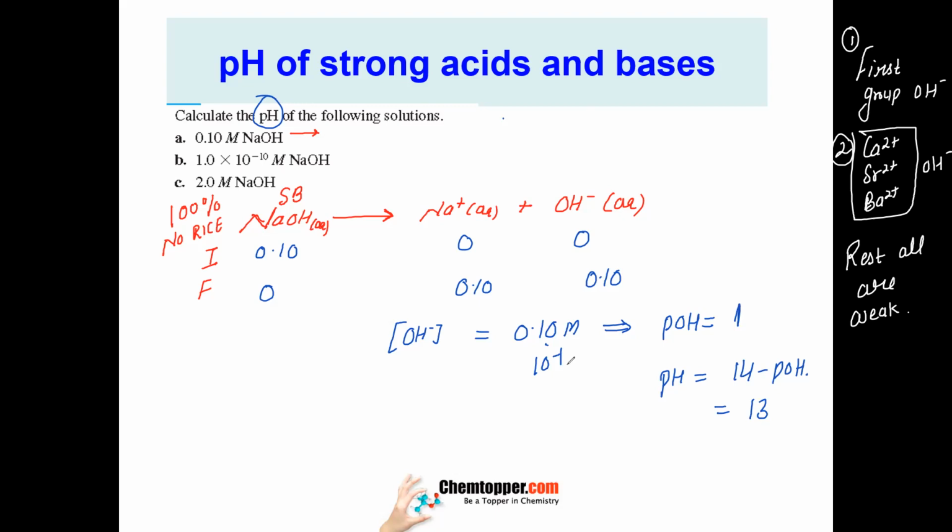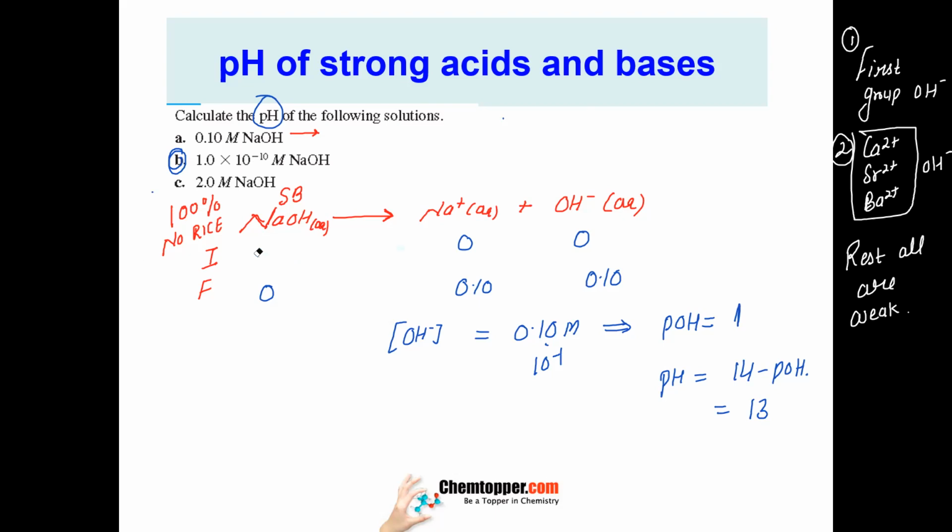Is this clear? I'm leaving this question. I'll do it in the last because this question is going to trouble you, but it's not a big trouble. You remember I gave you one line, whoever is stronger will control the pH. So we'll see how to do B later on. Let's do C first. So C is also NaOH.